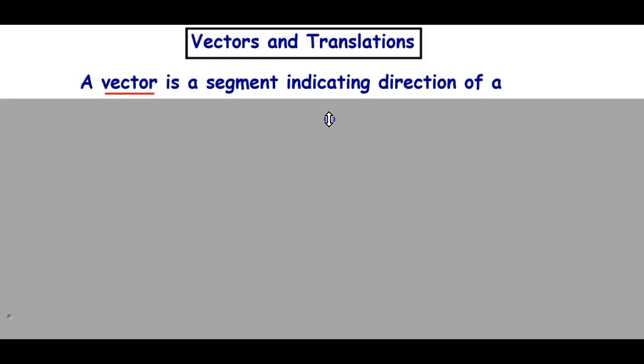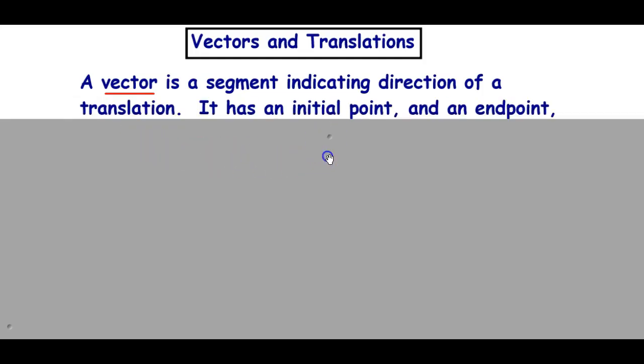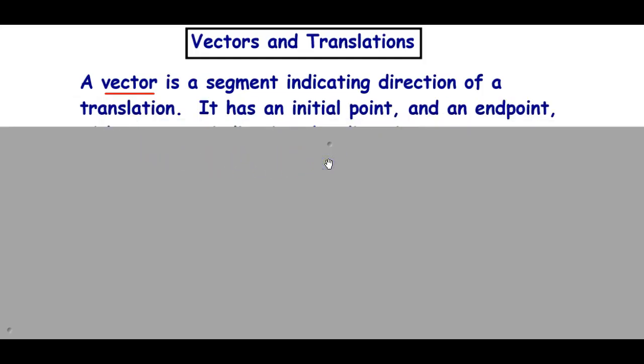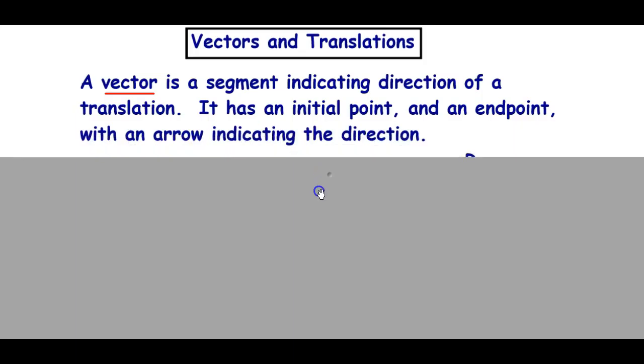Today we're going to talk more about translations, but this time we're going to add the vectors. We spoke once before about vectors, and today we'll learn a little bit more. I had mentioned that a vector is an arrow that indicates size and direction. Here it says a vector is a segment indicating direction of a translation. It has an initial point, which means a starting point, and an end point, with an arrow that indicates direction. So remember, a vector indicates two things: the direction and distance of a translation.